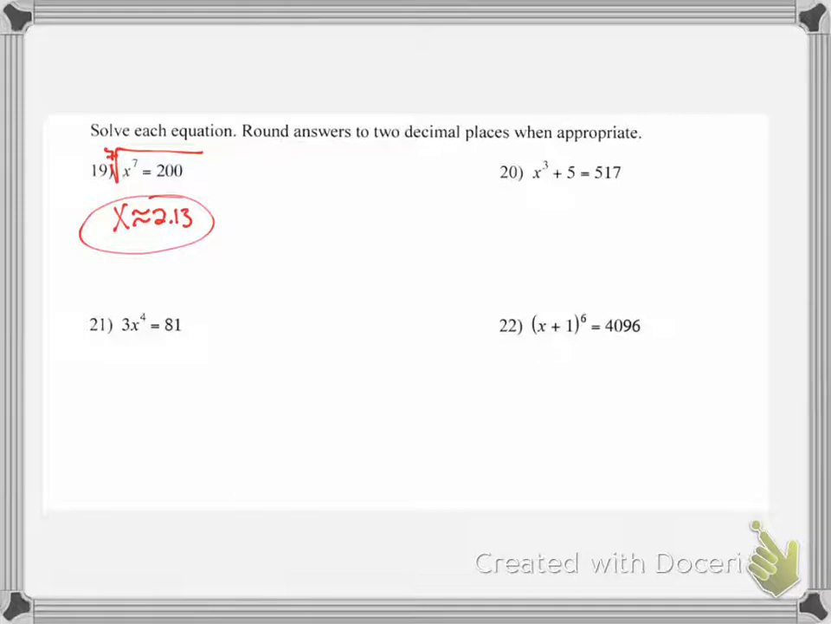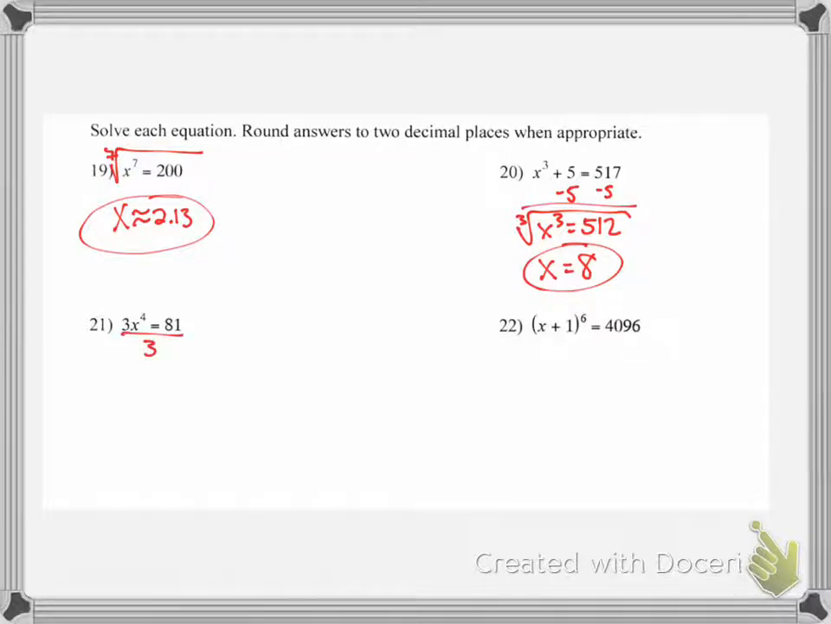Number 20, a little bit more math that we have to do here. So I'm going to go ahead and subtract the 5 to start. And I'll get x cubed equals 512. To get rid of a cube, I'm going to take the cube root, which means x will be by itself. The cube root of 512, this one comes out great. It comes out to 8.